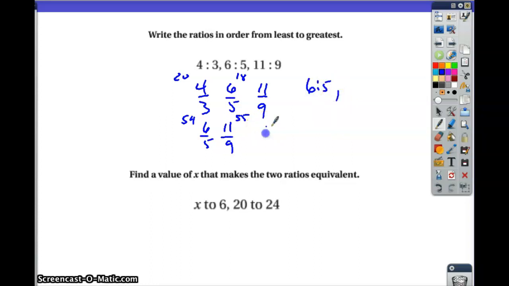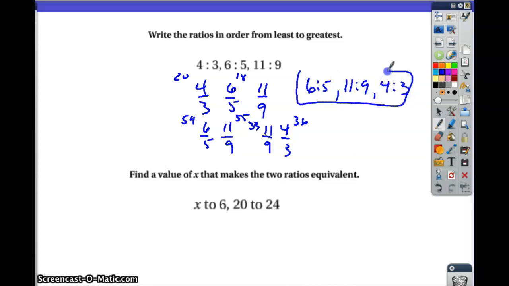Now let's compare 11/9 and 4/3. That's 33, that's 36, so 11/9 would come next, followed by 4/3. Now they're in order from least to greatest.